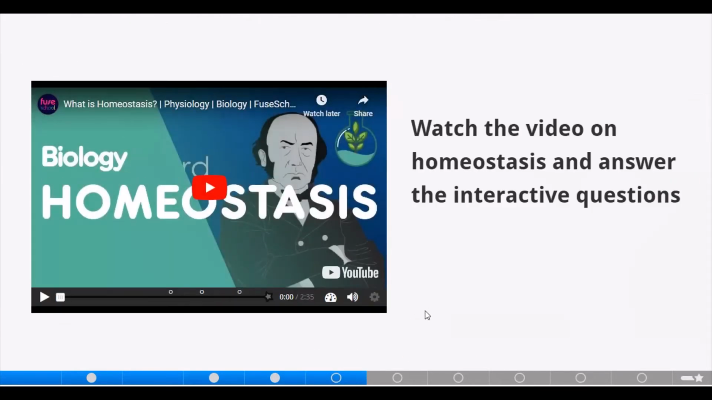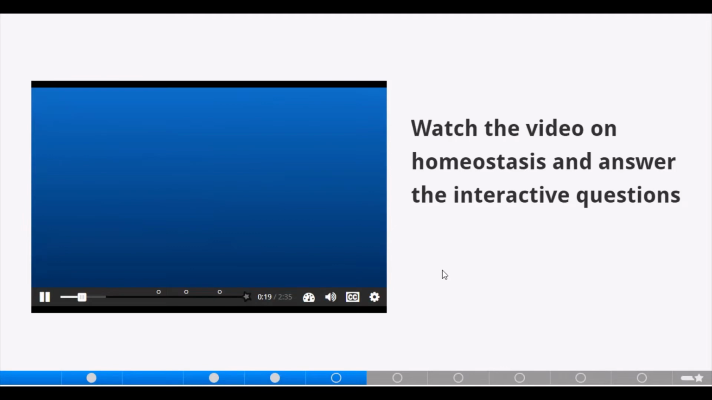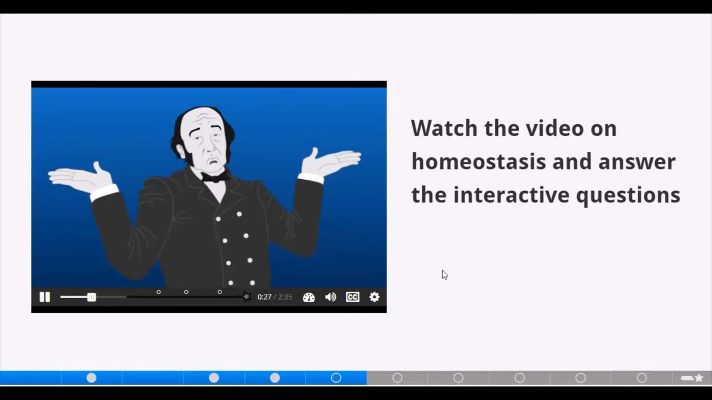So on this slide, we'll be watching a short video on what is homeostasis. Homeostasis is a term first defined by Claude Bernard in 1865. It means maintaining a constant internal environment. Wow, great. That really explains it, doesn't it? Let me try and make it a bit clearer then.